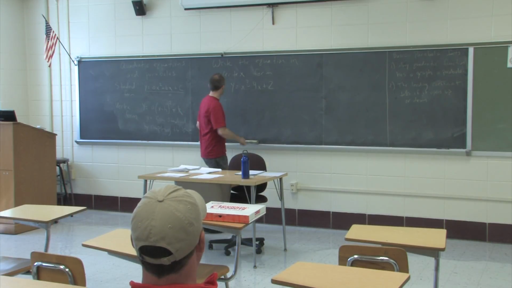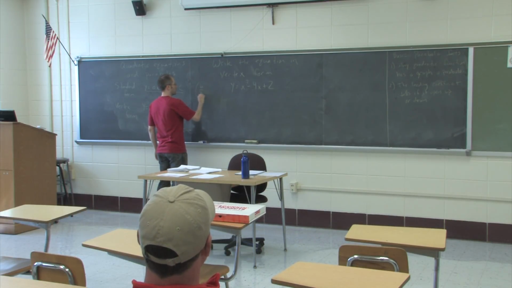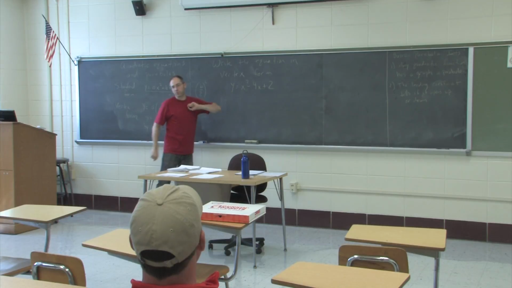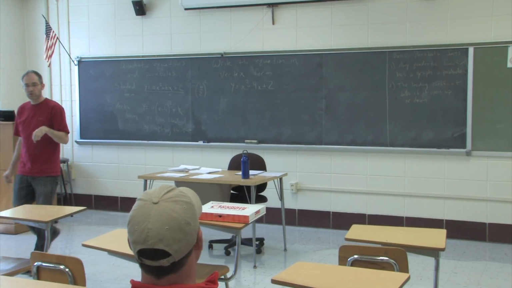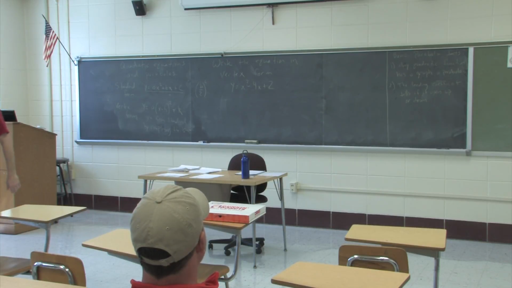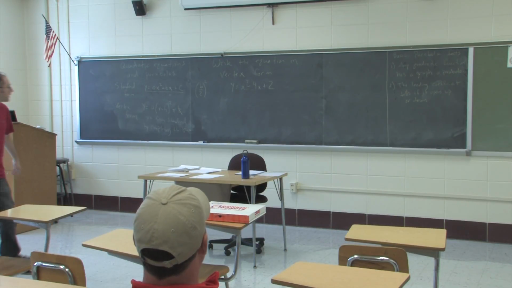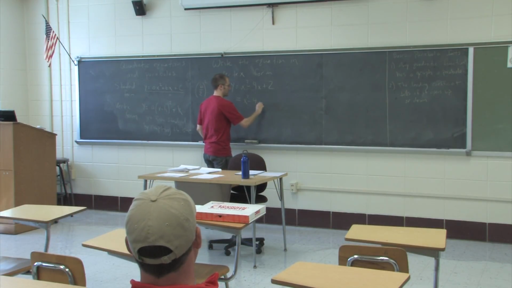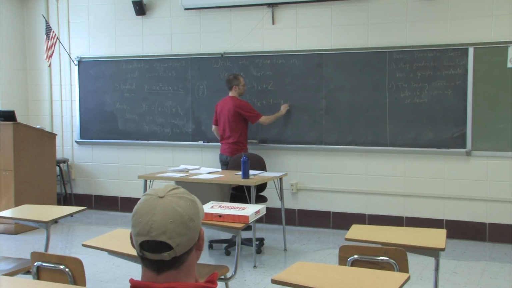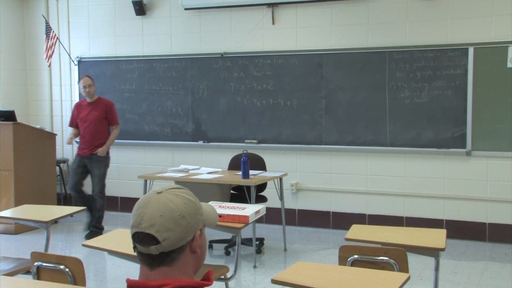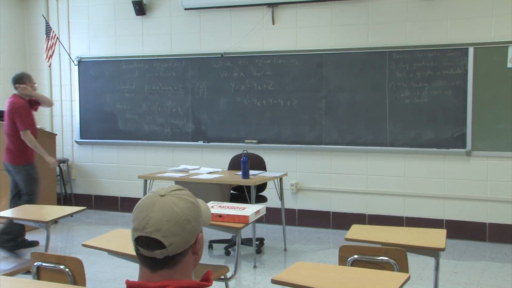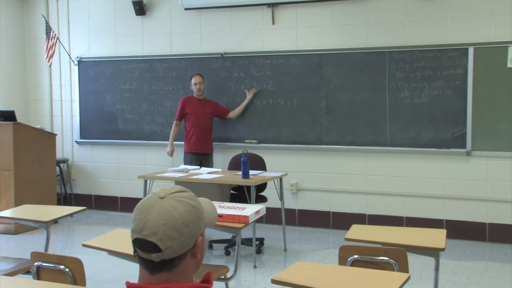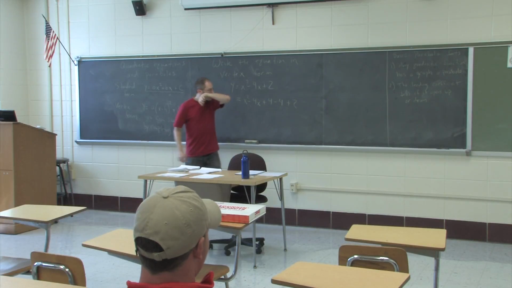It's -4. So you want to take B over 2 and square it. So here you told me B is -4, so it's -4 over 2, which is -2, and you square that and you get 4. So what you want to do is add and subtract 4. Why? Because the goal here is to turn this part into a perfect square. So what is a perfect square?